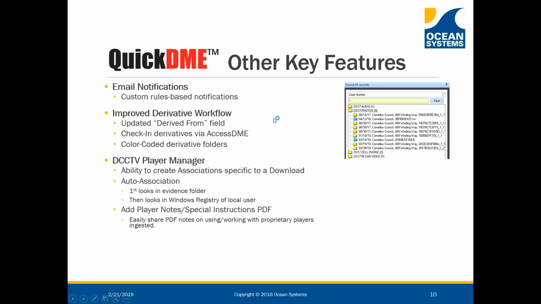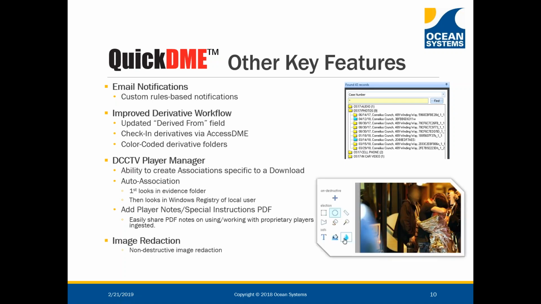The player manager feature, which I'm going to show off here momentarily, is something we added in the last release, giving the ability to create associations specific to that download. I'm going to show that feature where I have a 264 file, for instance, associated with a player, but it's associated specific to that download. So when I ingest another 264 file from another proprietary system that isn't the same type of 264, it's not automatically associated, and I can create a new association for that particular file.